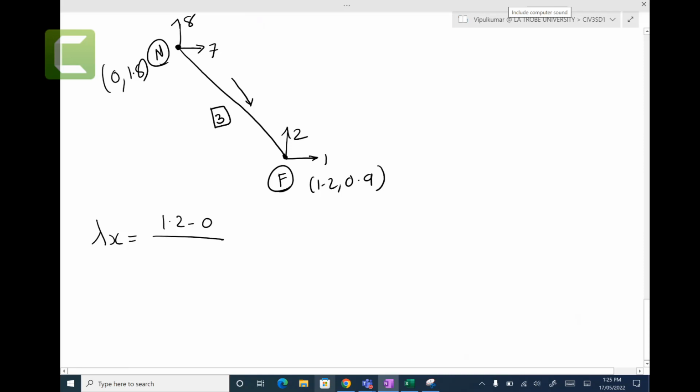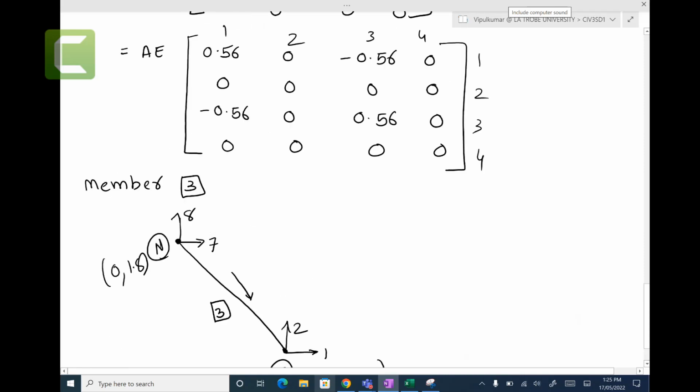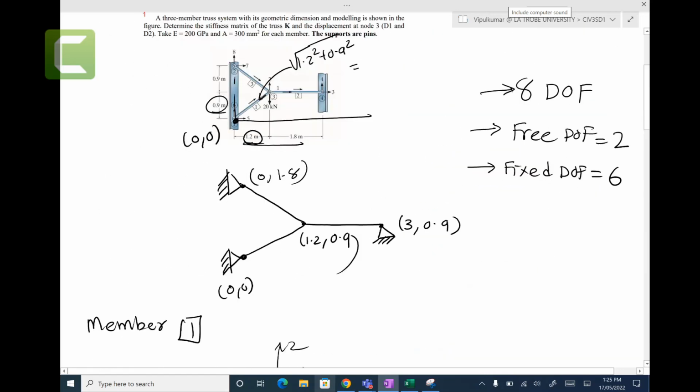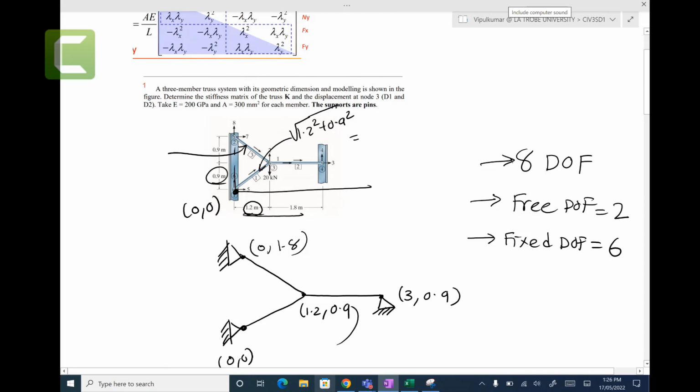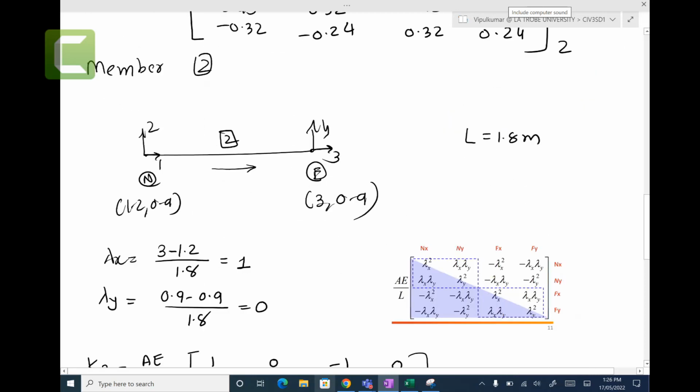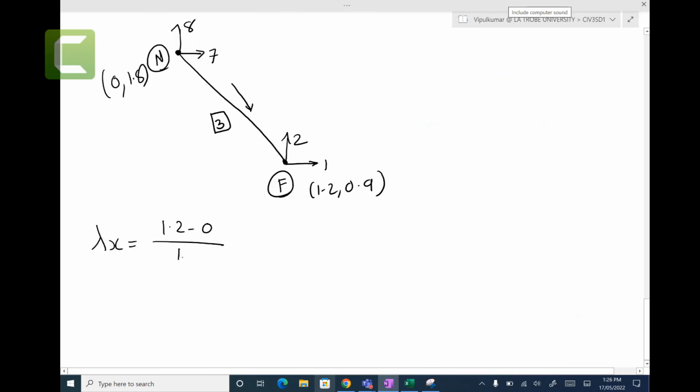1.2 take away 0. By the way, the length calculation is 1.5, because this is horizontal 1.2 squared plus 0.9 squared, so that would be 1.5 meters. Lambda y equals 0.9 take away 1.8 over 1.5, which gives you minus 0.6. Right?